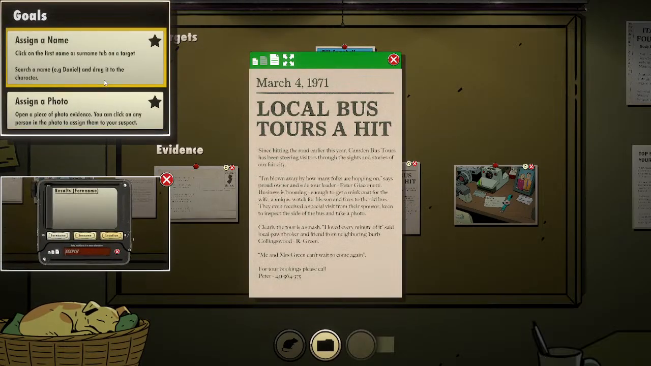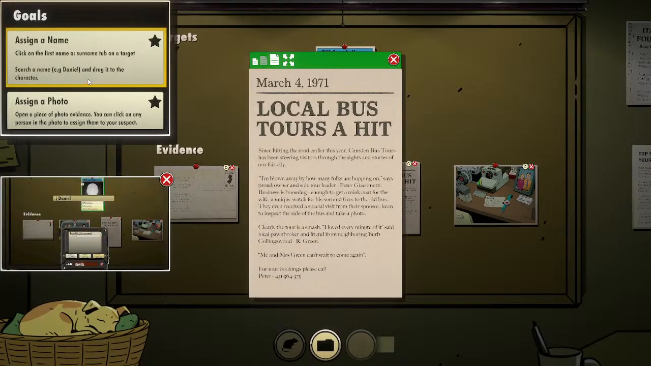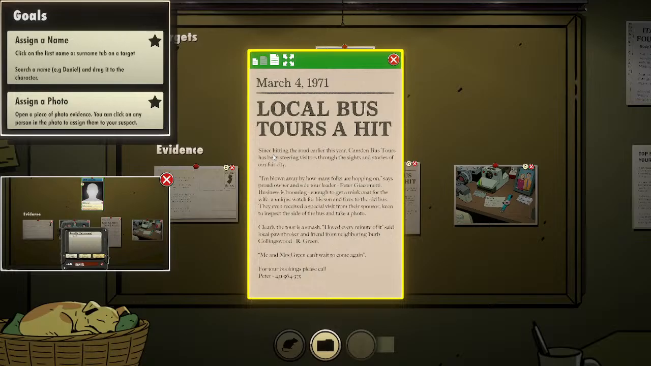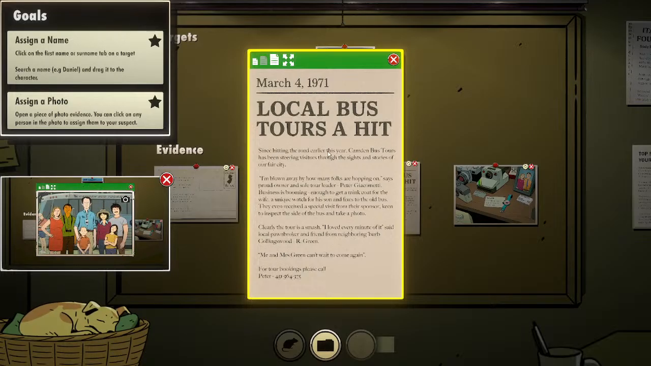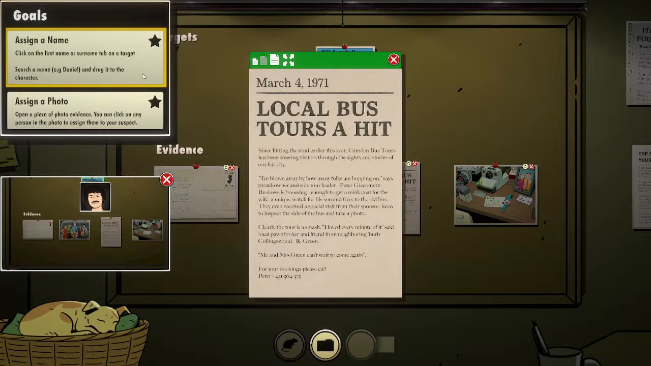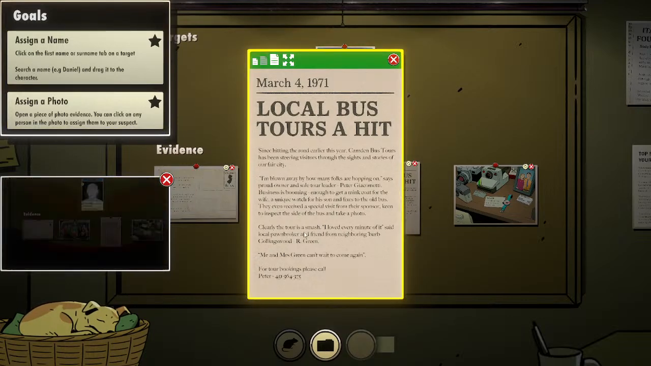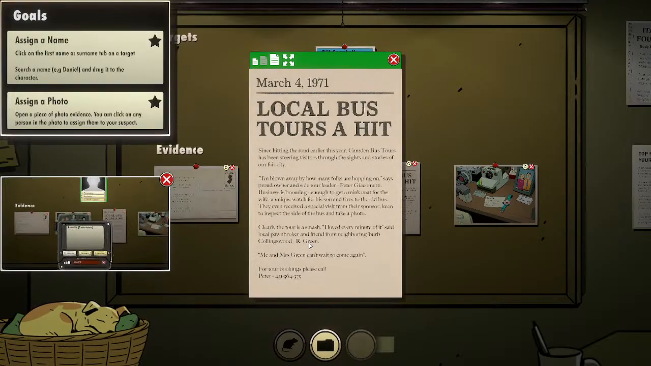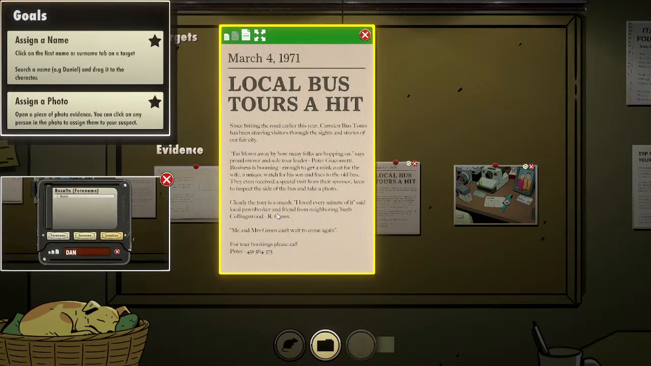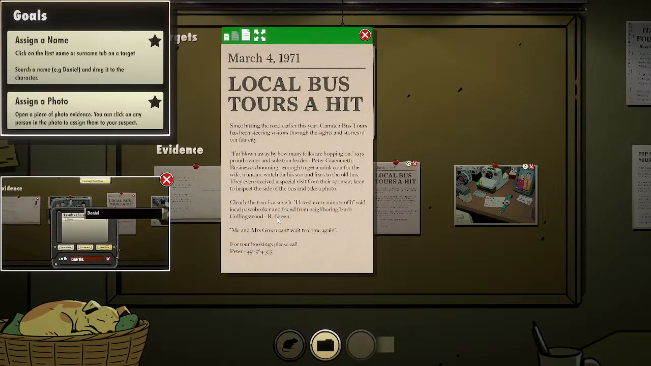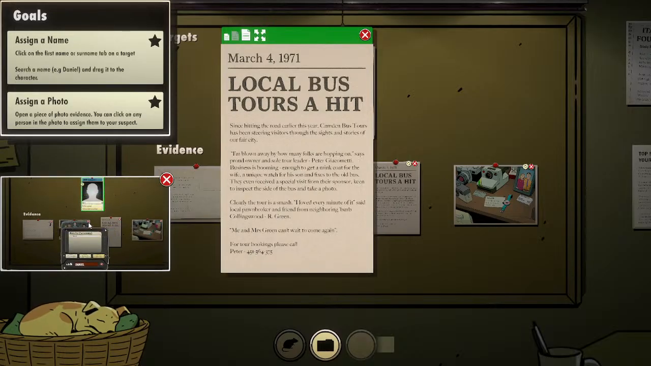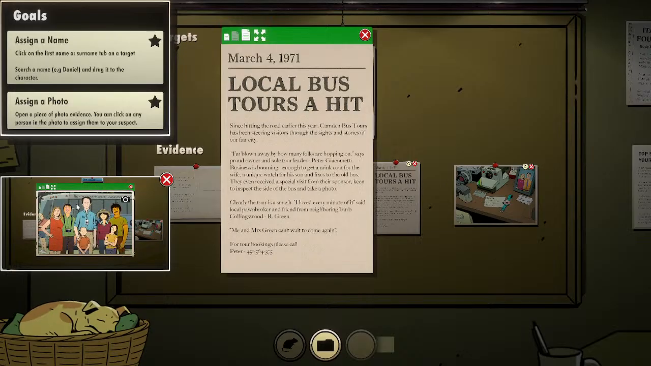Assign a name. Click on the first name or surname on a target. So name, assign a photo. When it says click on a target, oh, this is like Rootin' Trees Are Dead. Wait, did that take that? Search a name and click on the first name. I should probably look at the little videos that tell me how I'm supposed to grab new names. So you can grab a face like that.